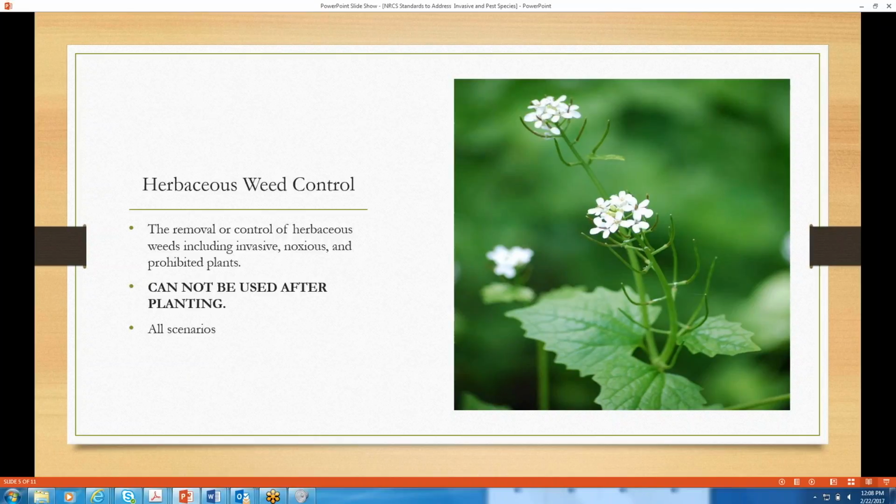All of the scenarios would fit for that, the payment scenarios. There's mechanical hand, there's mechanical, and then there's chemical spot treatments. So that's another practice that we can use when we're looking at invasive and noxious weeds in the forest.